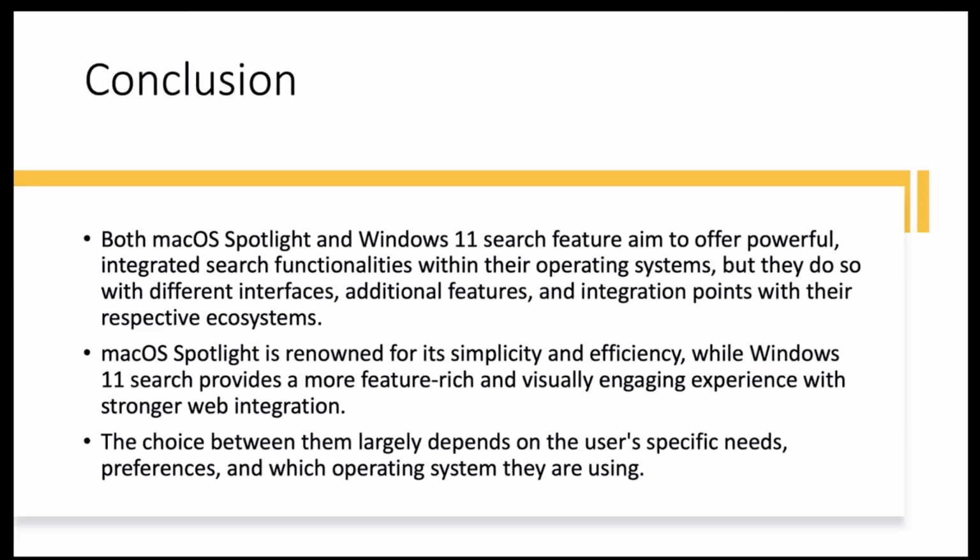So in conclusion, both macOS Spotlight and the Windows 11 search feature aim to offer powerful integrated search functionalities within their operating systems, but they do so with different interfaces, additional features, and integration points with their respective ecosystems. macOS Spotlight is renowned for its simplicity and efficiency, while Windows 11 Search provides a more feature-rich and visually engaging experience with stronger web integration. The choice between them largely depends on the user's specific needs, preferences, and which operating system they are using.